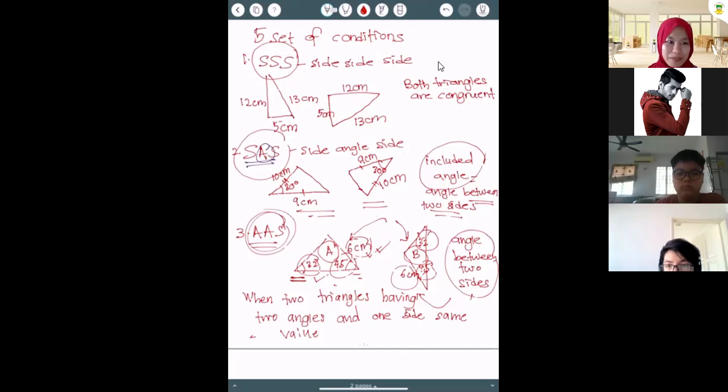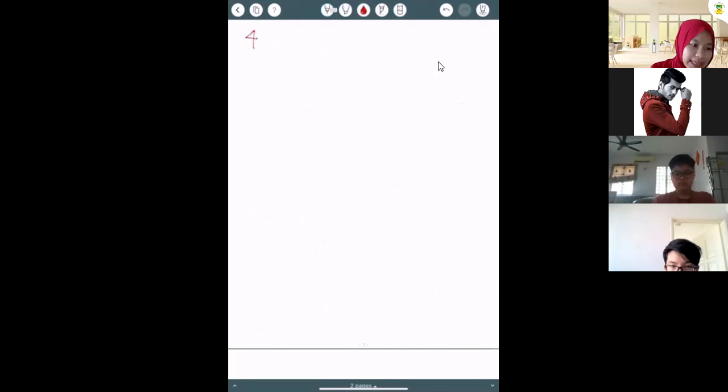All right, moving on. Can we move to the next one? For the fourth one, can I clear the page? So you know SSS, SAS, and AAS. If any triangles obey these conditions, you can tell that the two triangles are congruent. So let's look at the fourth one. The fourth one is angle, side, angle.